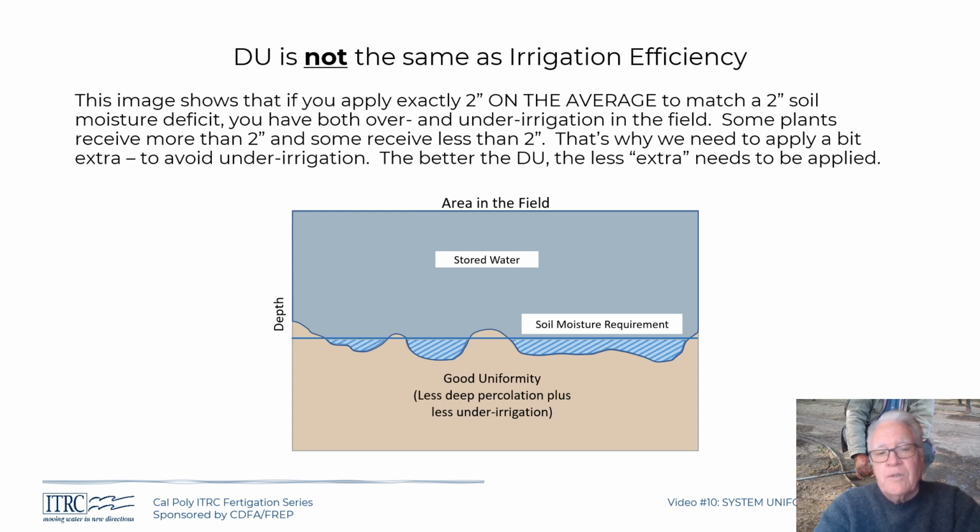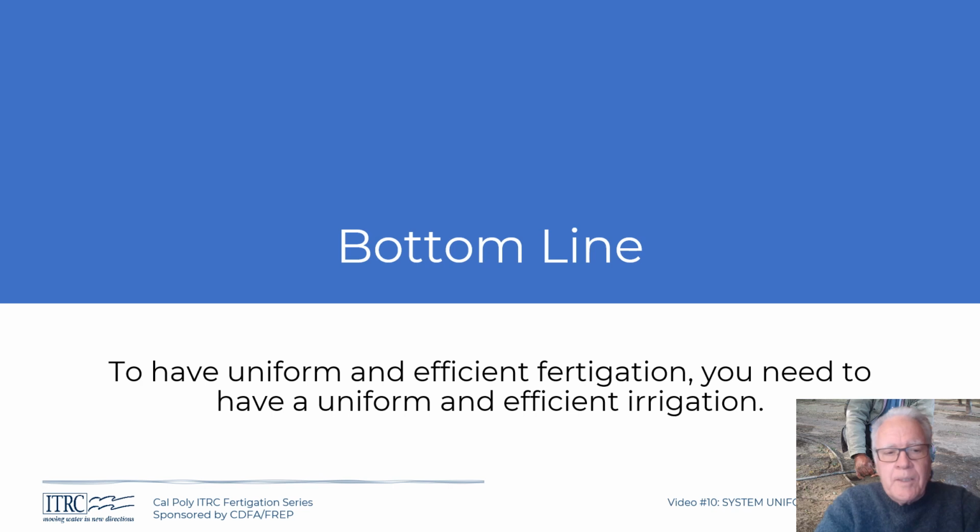So what you try to do is you try to meet that soil moisture requirement as well as possible. In other words, you stop at the right time, but also you have a good uniformity. So yeah, is there deep percolation? Yeah, sure, but you try to minimize it. So what's the bottom line? If you want to have a uniform and efficient fertigation, you also have to have a uniform and efficient irrigation system and management. That's the bottom line.